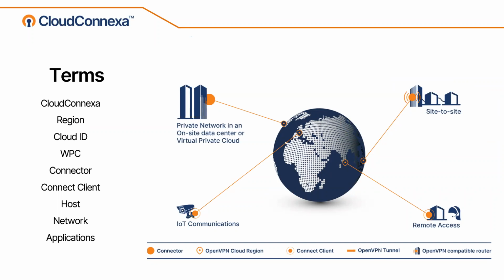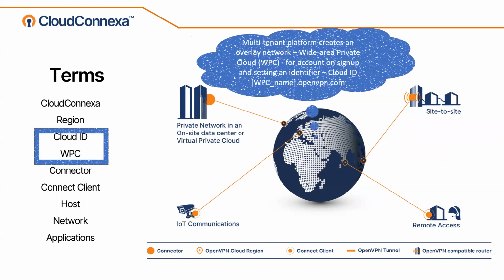Now, let me move to the next slide. Here we go. So the CloudConnexa service is multi-tenant. What that means is that the regions, the core network we talked about that connects all these regions, and all other elements of this platform are shared with all customers, and they are virtually isolated. So we don't spin up a dedicated service for each customer.